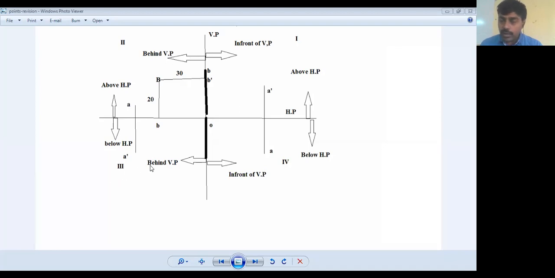So in the third quadrant, which is the opposite of the first quadrant, the top view is going to be above the XY line and the front view is going to be below the XY line. So this way we are going to see now the fourth quadrant. Of course, it is below HP and behind VP. So it is opposite to that of the second quadrant, where both top view and front view are below the XY line. This is how we are going to have it now.